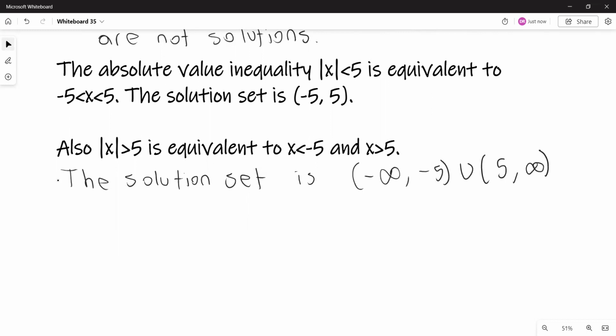So let's take a value. Let's take 6. The absolute value of 6 is 6, which is greater than 5. Or the absolute value of negative 10 is 10, which is also greater than 5. Okay, so when solving absolute value inequalities, we're going to have 4 cases.